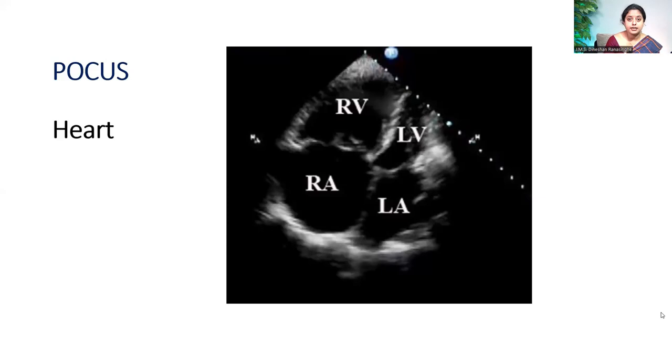So the basic anatomy that you know, the left side of the heart is usually larger than the right side of the heart. And if you look at this, you can clearly see that the right side of the heart is somewhat larger than the left side of the heart. Well, if the right side is larger than the left side, there should definitely be some sort of pathology. Most of the time it could be increased pulmonary blood pressure, or pulmonary hypertension. So it could be acute or chronic.